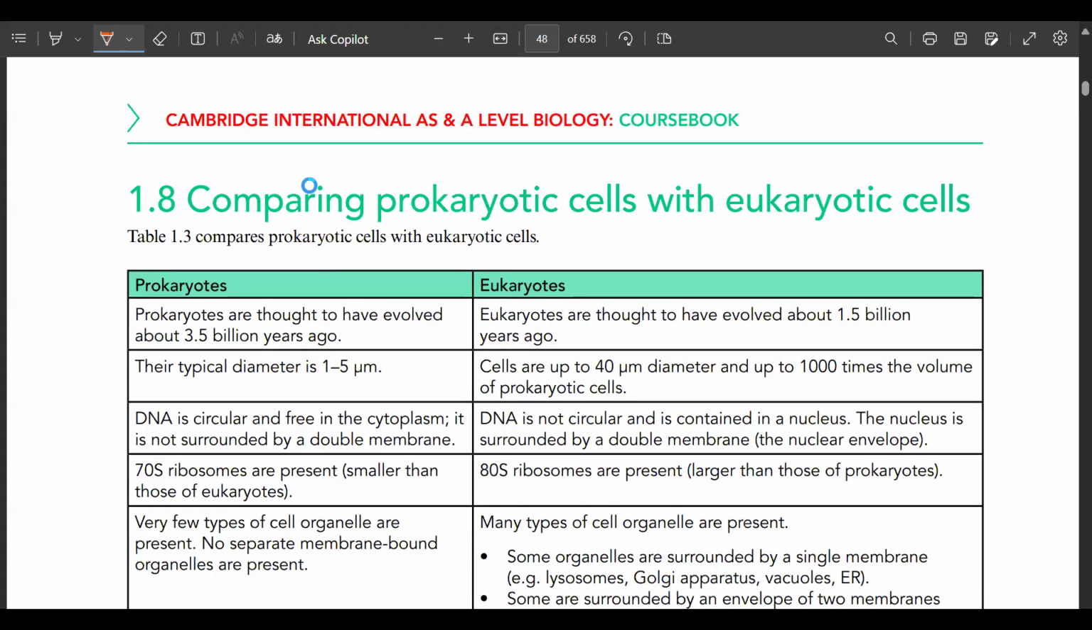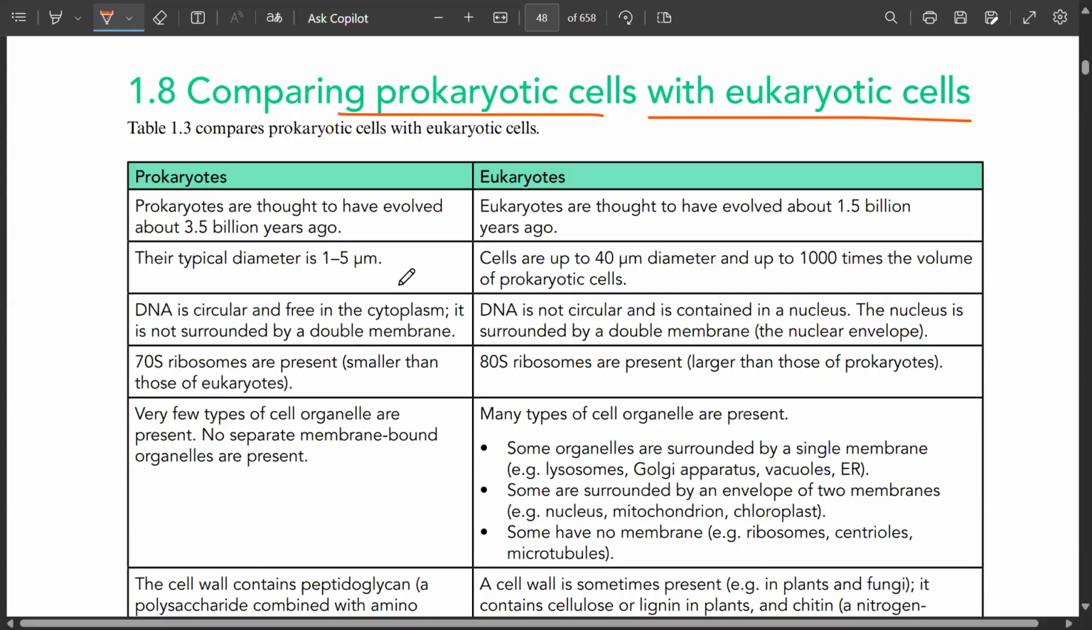So let's go through comparing both the prokaryotes and the eukaryotic cells. Prokaryotes are thought to have evolved about 3.5 billion years ago, and eukaryotes are thought to have evolved about 1.5 billion years ago. The typical diameter of prokaryotes is 1 to 5 micrometers, and eukaryotic cells are up to 40 micrometers in diameter and up to 1,000 times the volume of a prokaryotic cell.